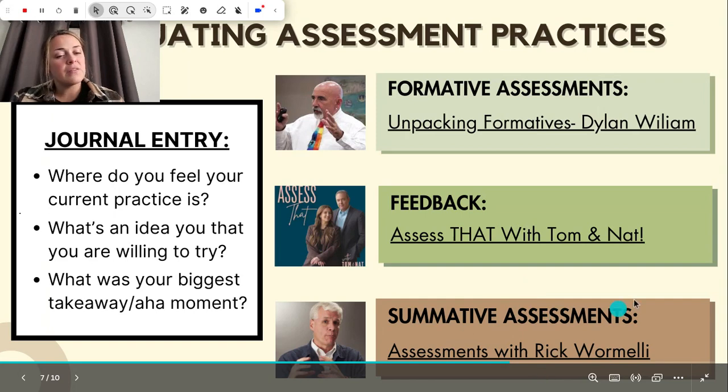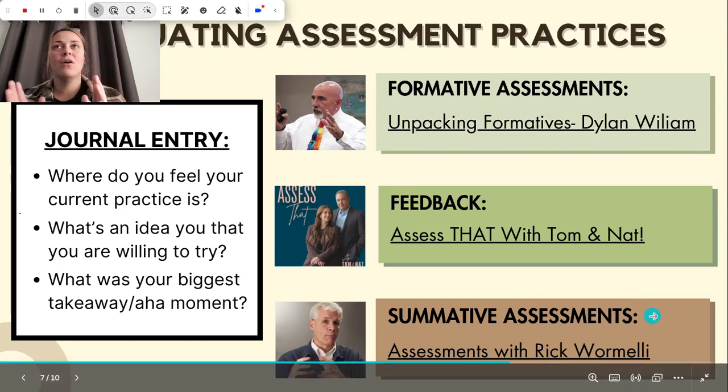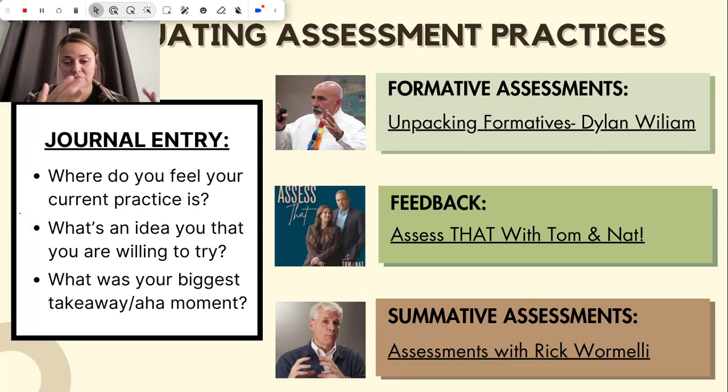Now, this summative assessments one does talk formative and summatives, but I want you to really pay attention to what he says about how summatives should or could be used, which is why I added it there. So your goal, choose one of those. Pick a spot that you want to reflect on where you're at currently, or one that you just want to learn a little bit more about, or maybe just one that looks cool. Whatever you choose, that's up to you.